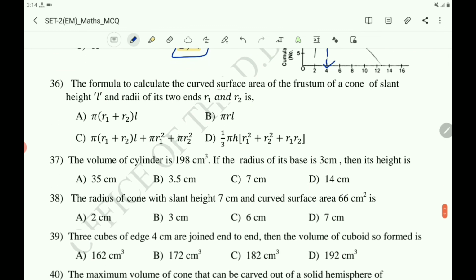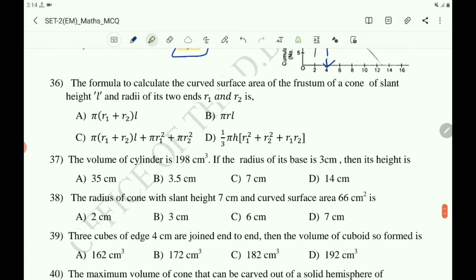Then take question number 36. The formula to calculate the curved surface area of the frustum of a cone of slant height L and radii of its two ends R1 and R2 is: CSA equals pi times (R1 plus R2) times L. So again, children, you must know the formula, then only can you make out the correct answer.